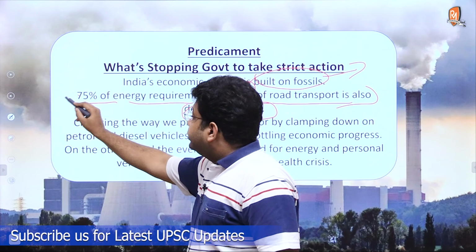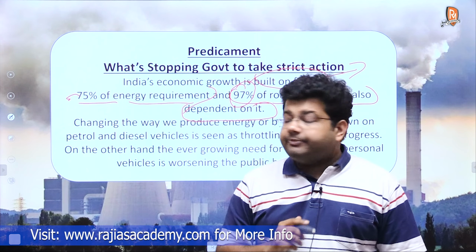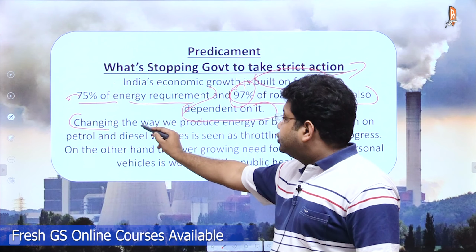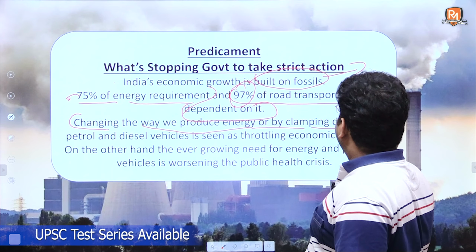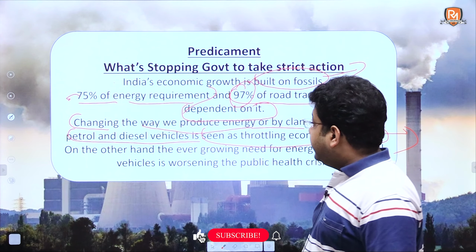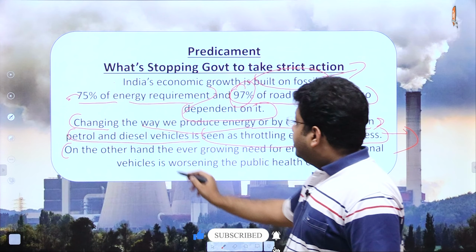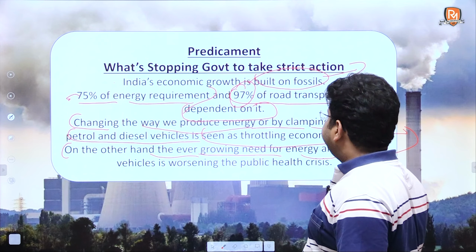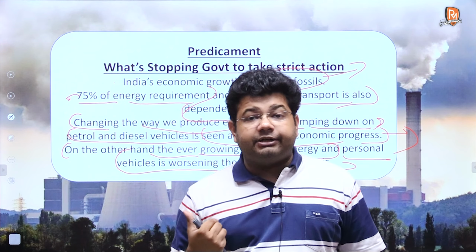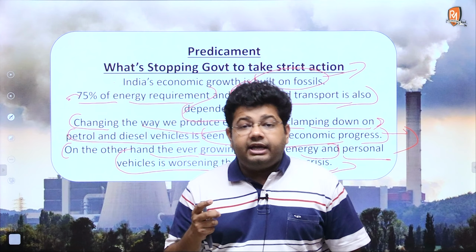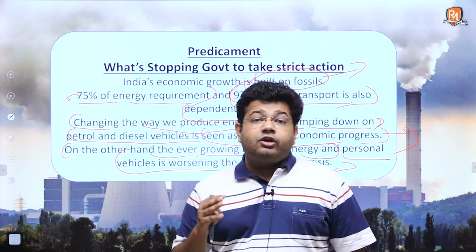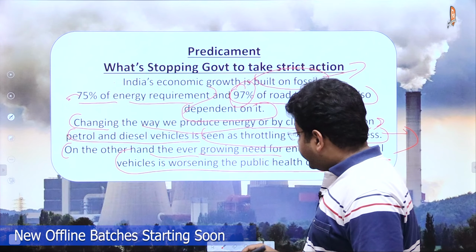Now, if we are to have a significant impact on air quality, then we have to change the way we produce our power. In India, it is a belief that changing the way we produce our energy, or clamping down on petrol and diesel vehicles, would throttle our economic progress, and it is said that we cannot really afford this. On the other hand, the ever growing need for energy and personal vehicles is also worsening the public health crisis. So, first of all, there is an increasing need for energy sources and personal vehicles because of a developing economy. And on the other hand, we feel that if we restrict these things, then how is our economy going to develop? So this is the major predicament that we face today.